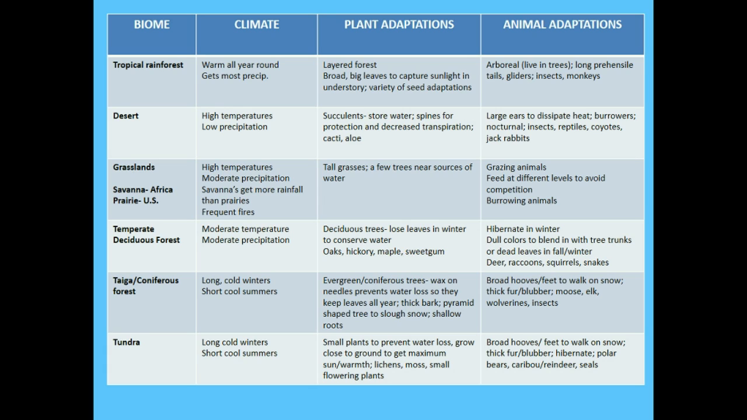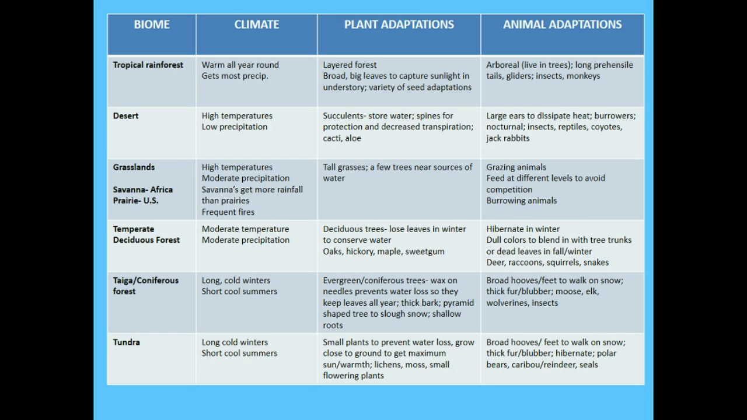Then you have the taiga, which will have long cold winters and short cool summers. This is where you'll get your evergreens. Because it gets a little bit colder, they have a waxy appearance to them to help keep in water. The animals are going to have thicker fur. They're going to have wider feet to be able to walk on the snow.